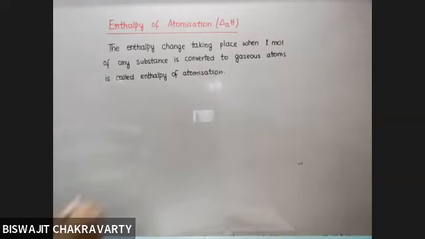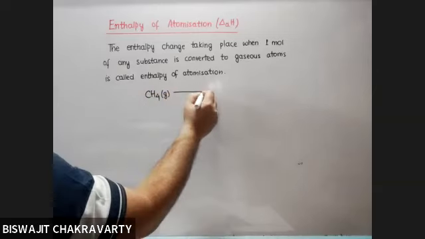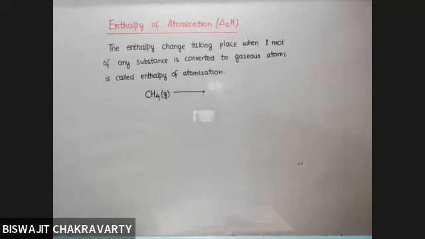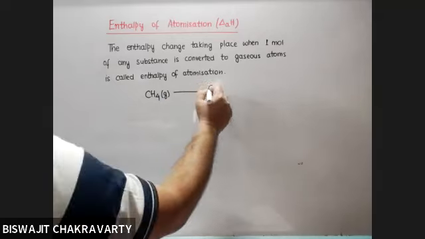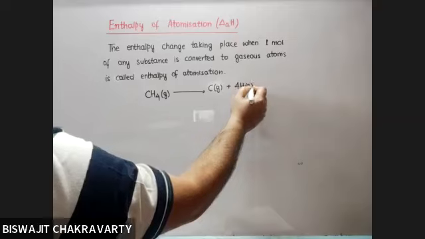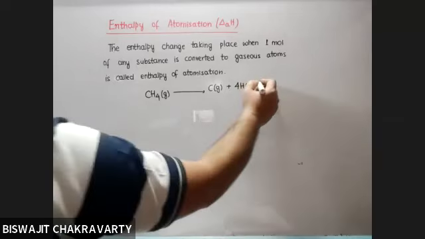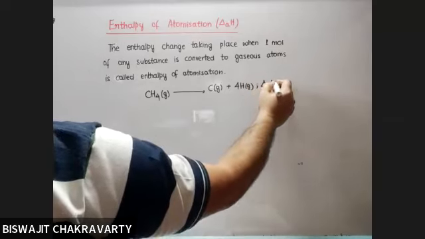So how to form the equation? Suppose you have methane gas. When you apply enthalpy of atomization to methane, it will be converted to its constituent atoms in gaseous state. So carbon and 4 hydrogen should all be in the atomic form. During the conversion of methane to an atom of carbon and 4 atoms of hydrogen, because it needs to be balanced, whatever energy is required is called enthalpy of atomization.